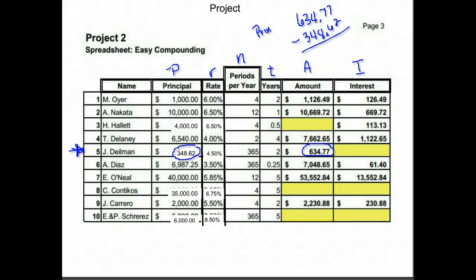Okay, so how much interest did that person earn? J. Dialman. Okay, so again, rather than going through the entire thing, they already calculated the new amount for you. Just take the amount that you have now minus the original amount. And I get that he made $286.15.